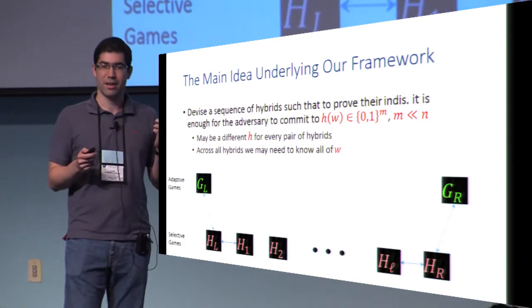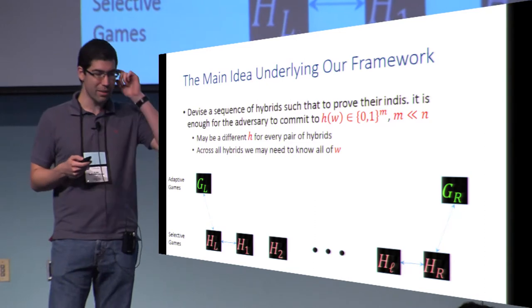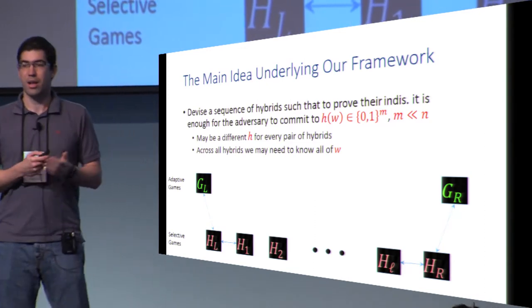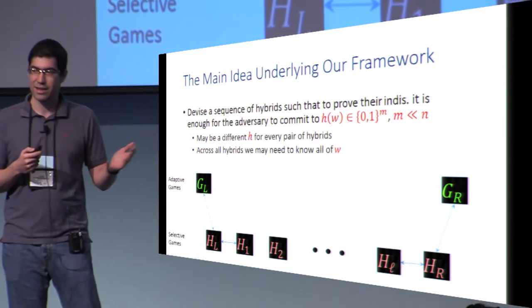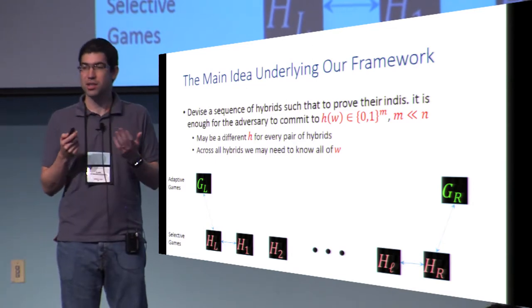So here's a glimpse of the formalization of our framework. Again, we have the adaptive games, G left and G right, and we have the selective hybrids H1 to HL, but now the selective hybrids have an additional property.